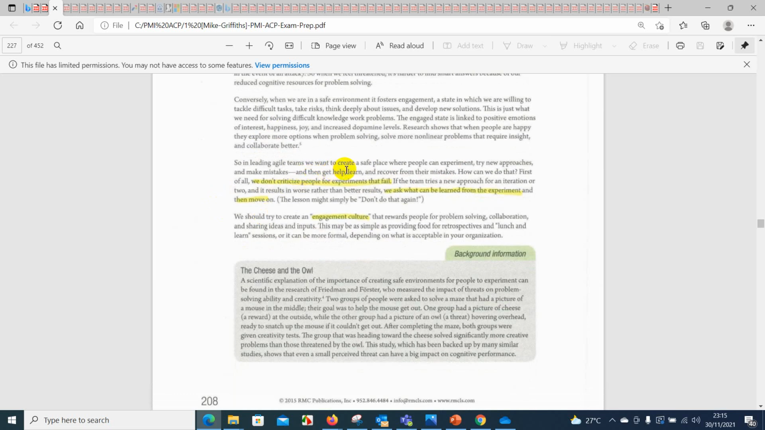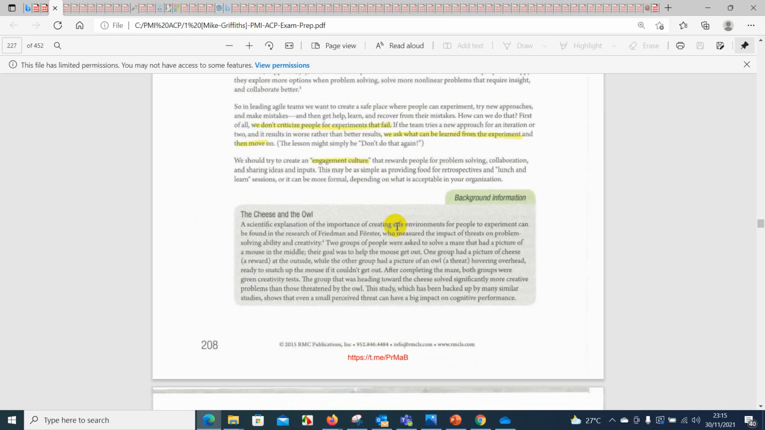So in leading agile teams, we want to preserve the approach, and not prioritize a product environment that fails. We also take lessons learned from the environment to move on, and the culture.